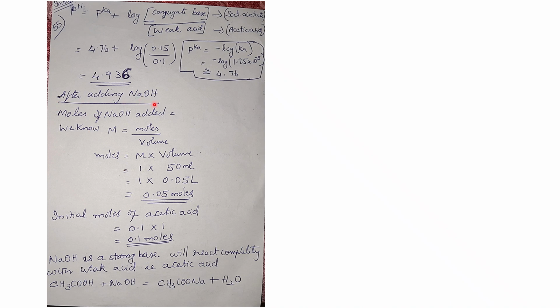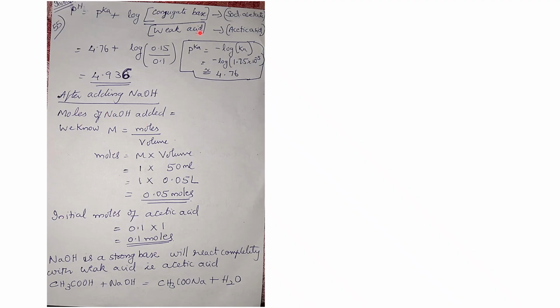Now after adding NaOH, now moles of NaOH that you have added. So molarity is moles by volume. So moles is equal to molarity into volume. So they have added 1 molar NaOH. So 1 into 50 ml they have added. So 50 you will get 0.05 moles of NaOH was added.